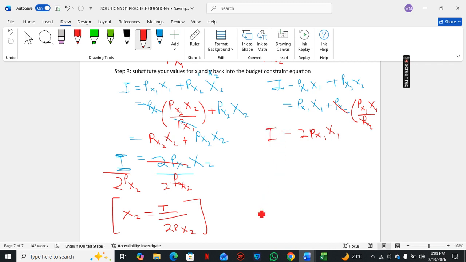Make X1 the subject of the formula. You're going to say that X1 equals I over 2PX1. So this is how much bread you can buy with the income that you have and the price that you have. Okay, colleagues, that's what these functions are telling us. Any questions? So we're done with part A. Any questions?